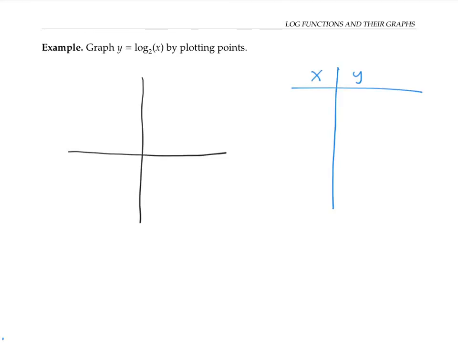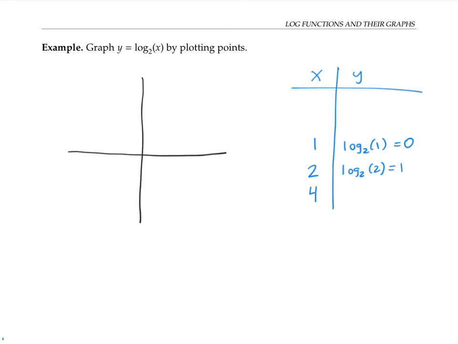Since we're working this out by hand, I want to pick x values for which it's easy to compute log base 2 of x. So I'll start out with the x value of 1 because log base 2 of 1 is 0. Log base anything of 1 is 0. 2 is another x value that's easy to compute. Log base 2 of 2, that's asking what power do I raise 2 to get 2? Well, the answer is 1.